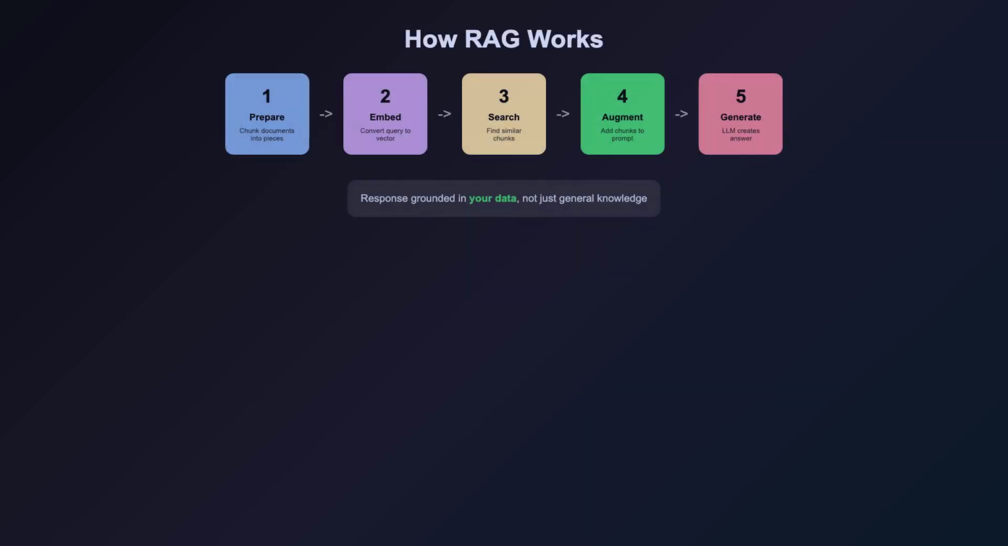Here's how RAG works, step by step. First, you prepare your documents. Take your PDFs, Word docs, web pages, or database records and break them into smaller chunks. Each chunk might be a paragraph or a few hundred tokens. Store these chunks in a special database.